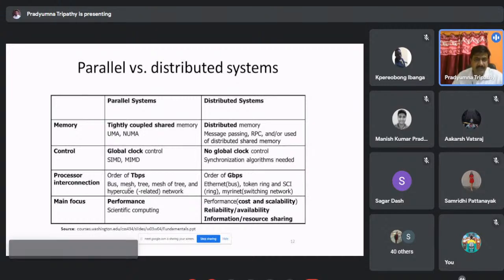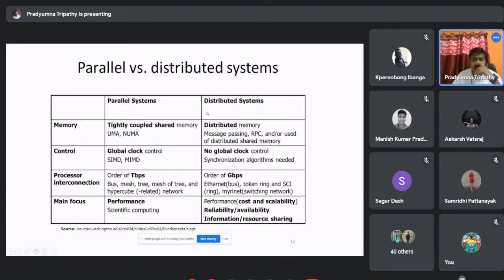The processor interaction, if you look at the parallel systems, I said it is a very high speed. It is in terms of TBPS, terabytes per second, whereas in distributed it may be in GBPS, gigabytes per second. The main way to use the parallel systems is when you look into the performance or scientific computing. Distributed systems you'll see when you look into the reliability or availability or resource sharing, and then you will go for distributed systems.